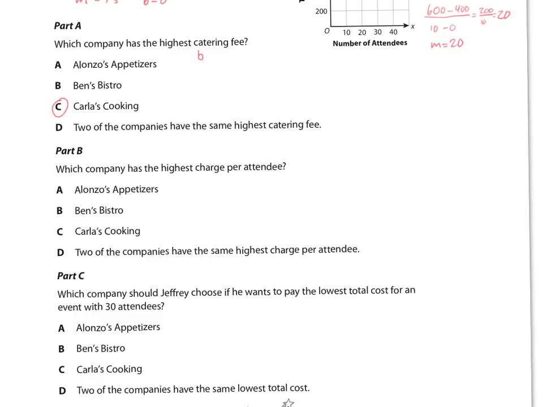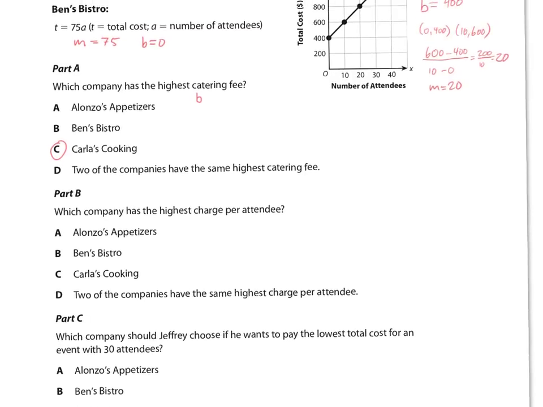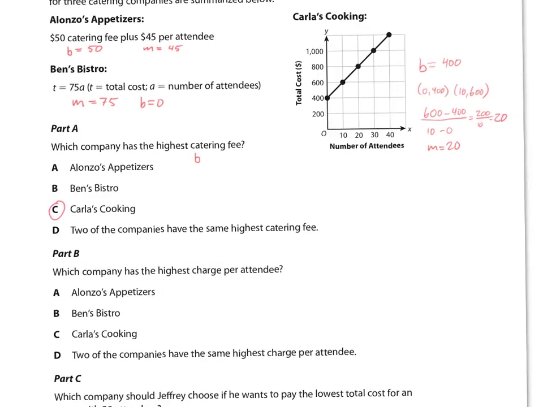All right, the next one says, which company has a highest charge per attendee? So which one is charging you the most? Now, for this one, we know that the first one is charging you 45, Ben Bistro is charging you 75, and Carla is charging you 20. So then, the one that is charging you the most is going to be Ben Bistro.